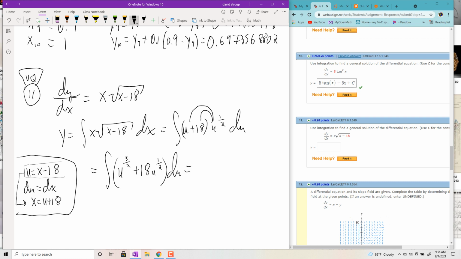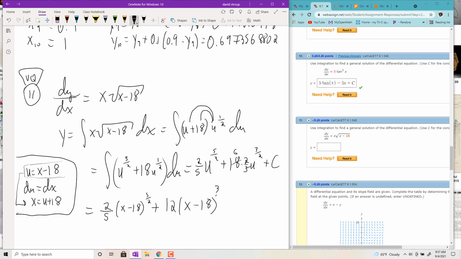So then power rule, u to the 3/2 plus 1 is 5/2, divided by 5/2, same as multiplying by the reciprocal, 2/5, plus 18 u to the 3/2 times the reciprocal, 2/3, plus your constant. And that would be back subbing, x minus 18 to the 5/2 times 2/5, plus 3 goes into 18 6 times, 12 times x minus 18 to the 3/2 plus c, and that should get the job done.